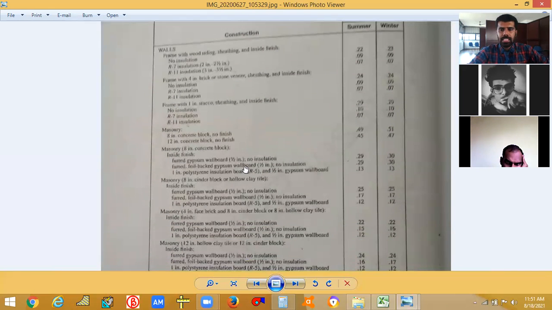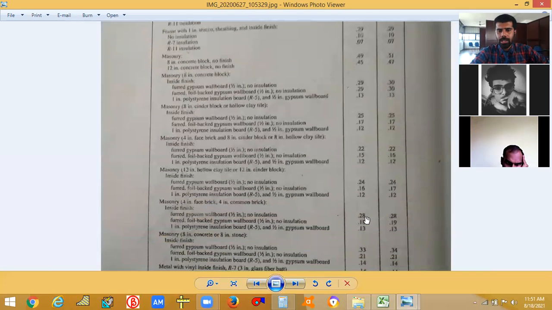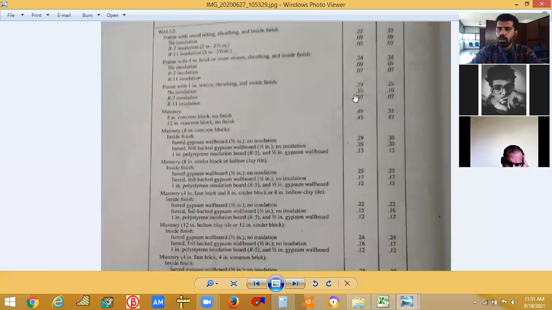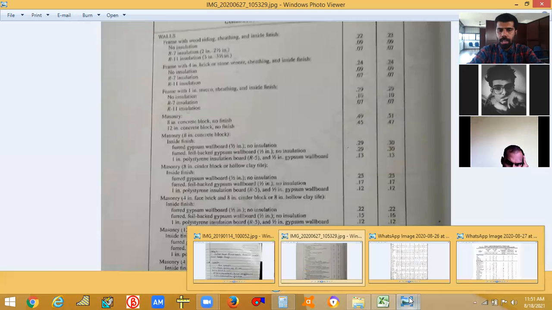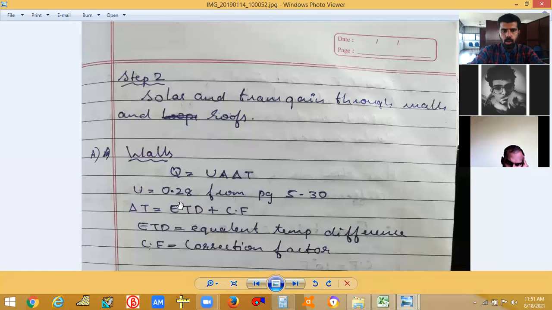Here I have taken 0.28 as my U value because I have chosen this masonry, 4-inch face brick, 4-inch common brick, with the inside finish of gypsum wall board. According to different construction and materials, you can choose from this tabular form. So you write 0.28 from page number 5.30. The U value will change for walls also according to construction.